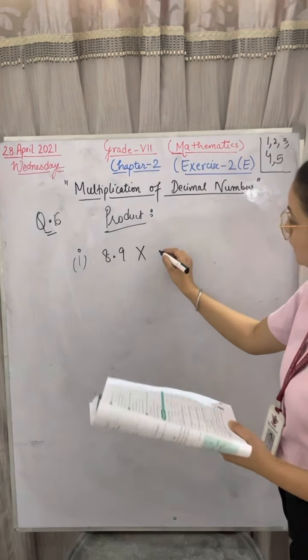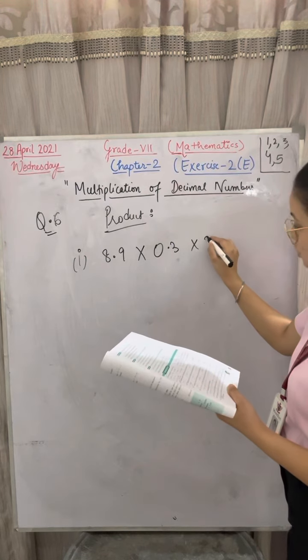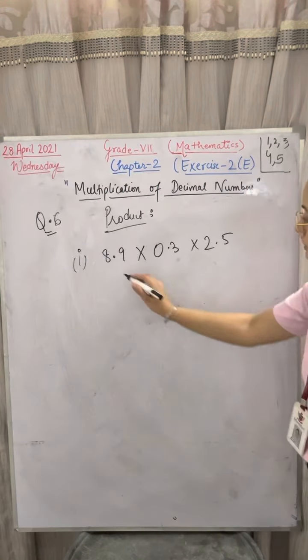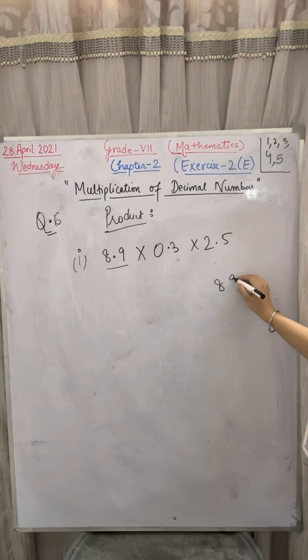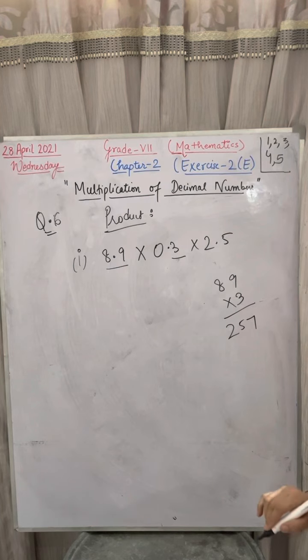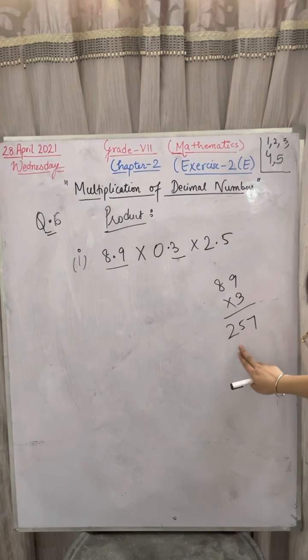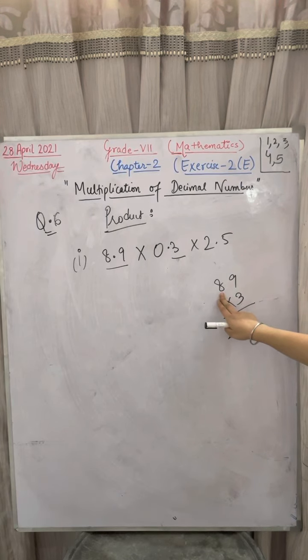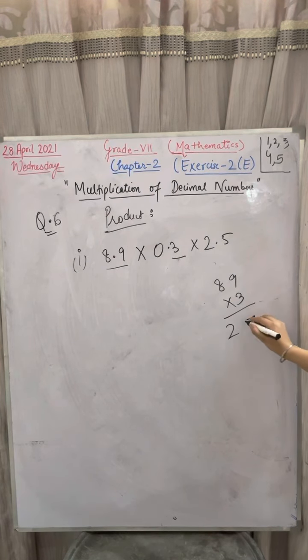Suppose the first part is 8.9 multiplied with 0.3 multiplied with 2.5. First of all, multiply 89 with 3. Please do the multiplication of 89 with 3 quickly. Please keep your practice notebooks with you always in the class. Yes, tell me, 89 multiplied with 3, what will be the answer? 267, yes, very good. It will be 267, not 57.